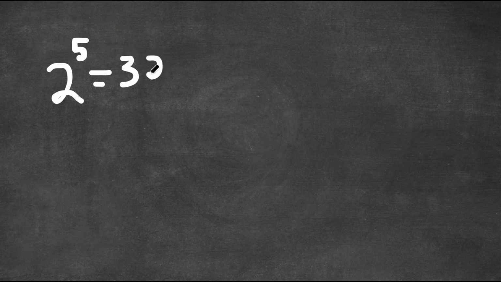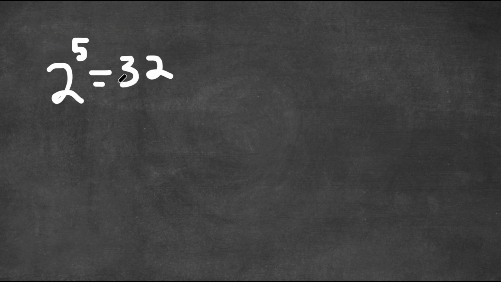In today's video, I'm going to be teaching you guys why any number to the power of 0 equals 1. So let's just say we have the number 2. What is 2 to the power of 5? Well, this is 32. 2 to the power of 5 is 32.